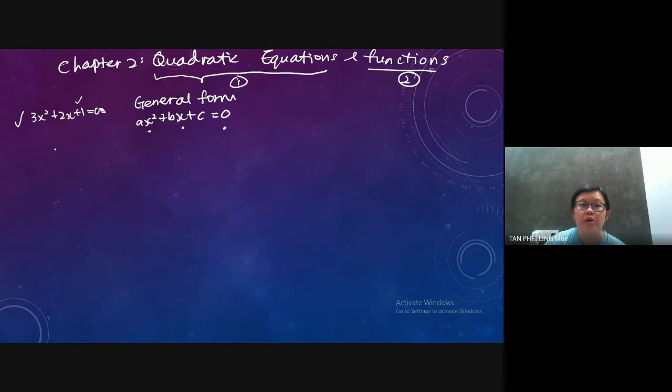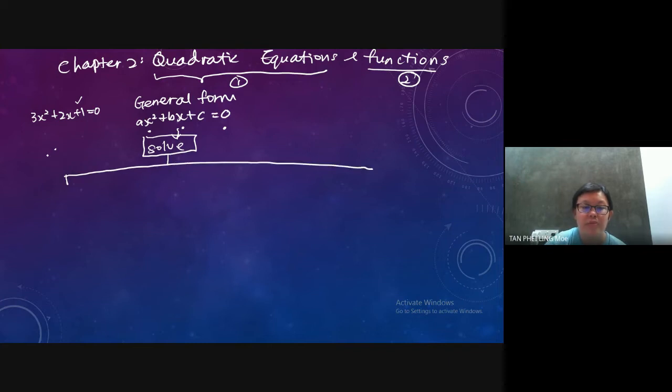So to solve general form, this chapter on equations mainly asks you to solve only. The keyword here is solve. When you are asked to solve, how many ways can you solve? Let's do a quick revision. We have 3 methods. The first method is factorization.